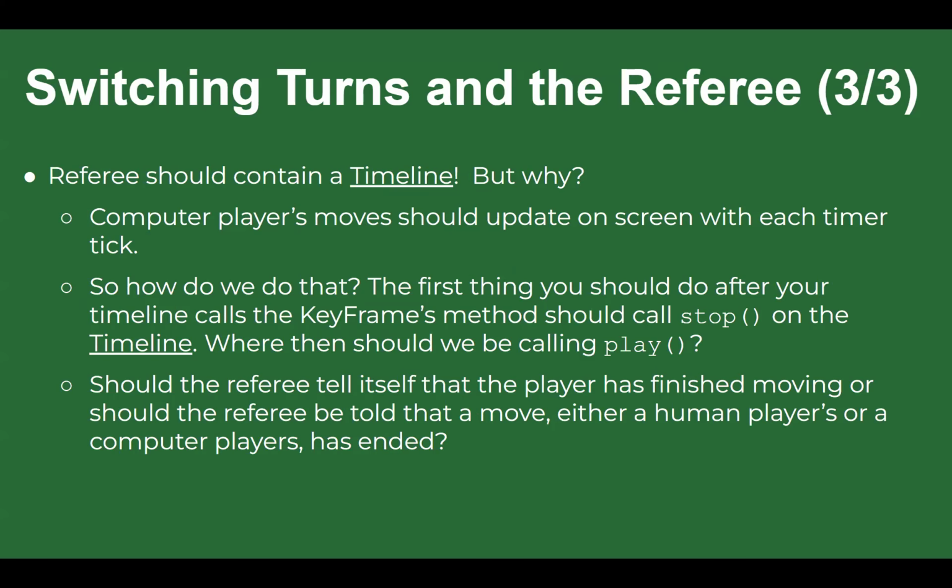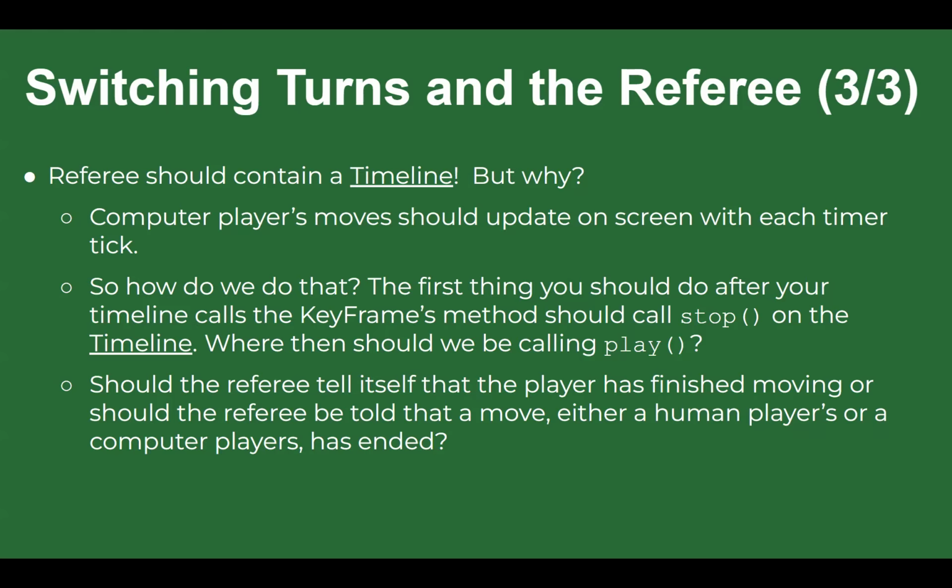The first thing that you should do after your timeline calls the keyframe's method should be to call stop on the timeline. And a question to you all is, where then should we be calling play? And should the referee tell itself that the player has finished moving, or should the referee be told that a move, either a human player's or a computer player's, has ended? These are great questions.